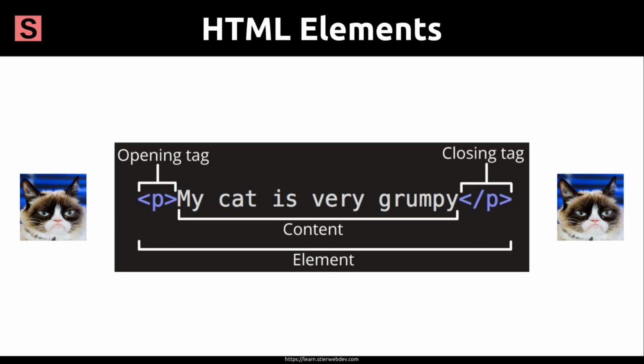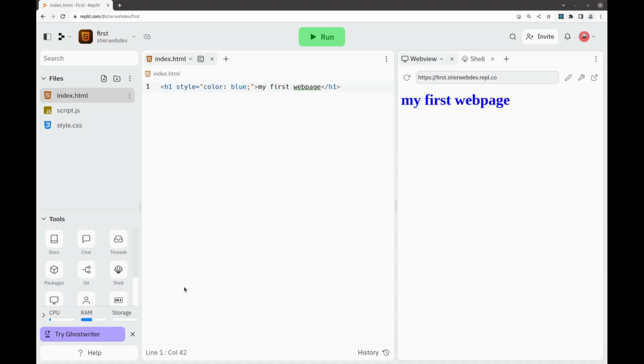If you remember, we already practiced creating one HTML element in Replit. Remember this one? Let's add our example element from the previous slide. A left arrow, the letter P, a right arrow, it should autocomplete for us at this point, and then the text, my cat is very grumpy. Press the run button, and you'll notice that this looks different from our first one, right?